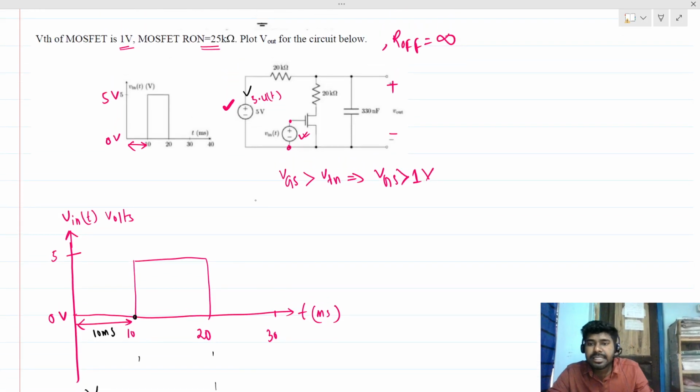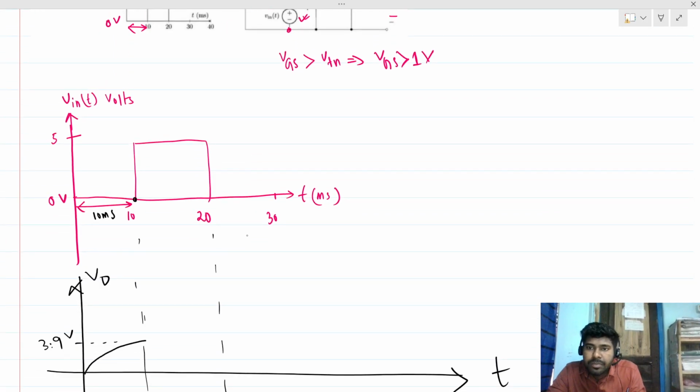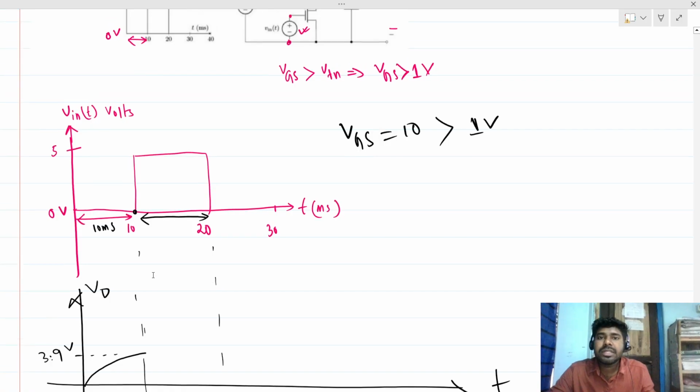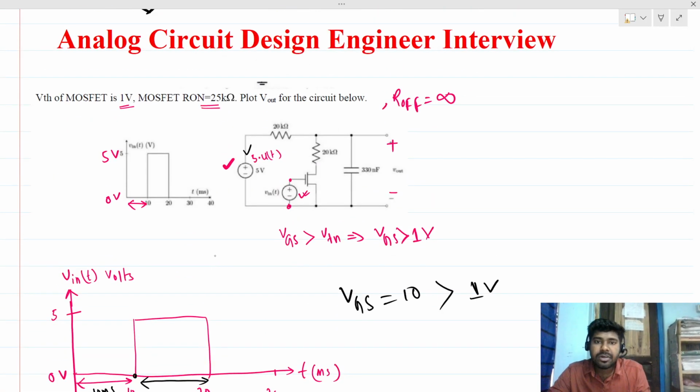Now we can see this. From t equals 10 to 20 millisecond, the VGS of the MOSFET is 10 volt, and this is obviously greater than 1 volt. So the MOSFET will turn on, and if it is turned on, it will act as a resistance of 25 kilo ohm, right? So we need to redraw the picture for this time duration.